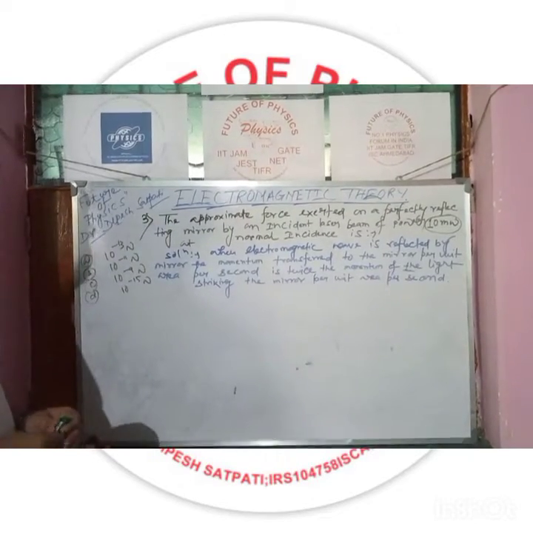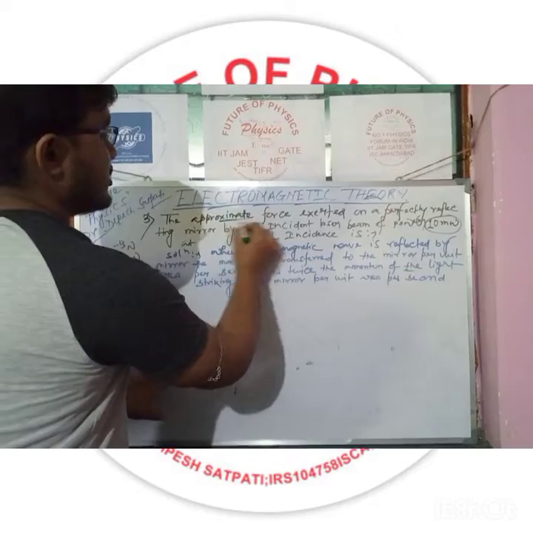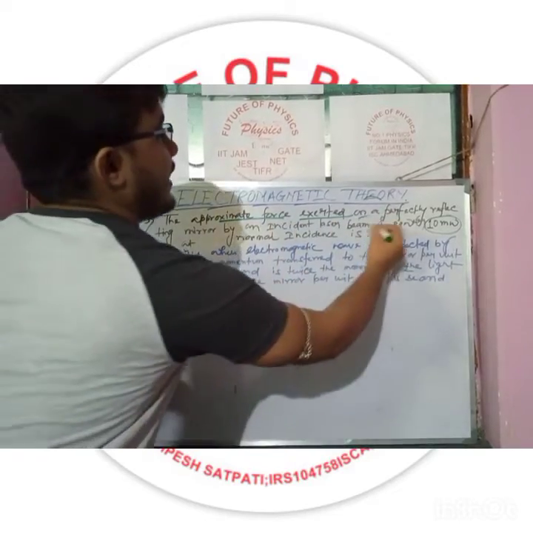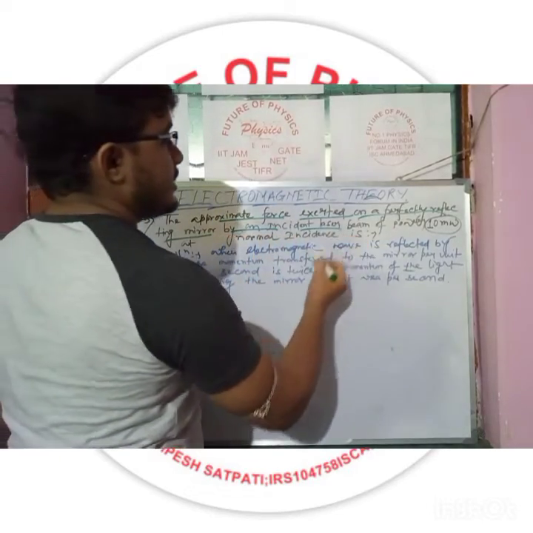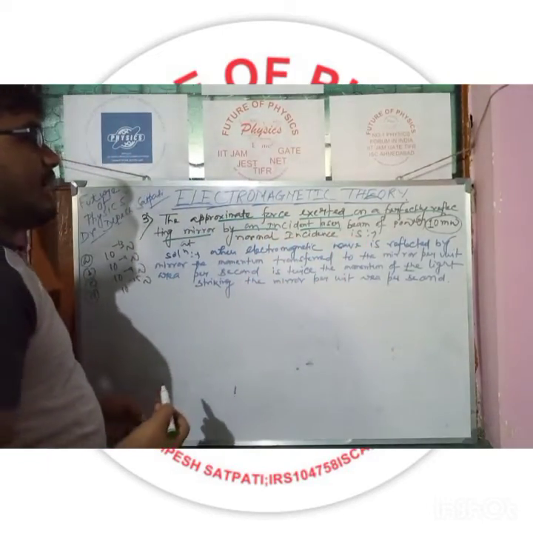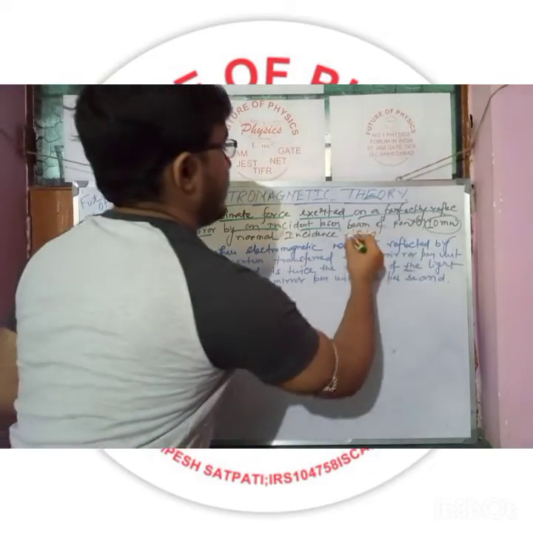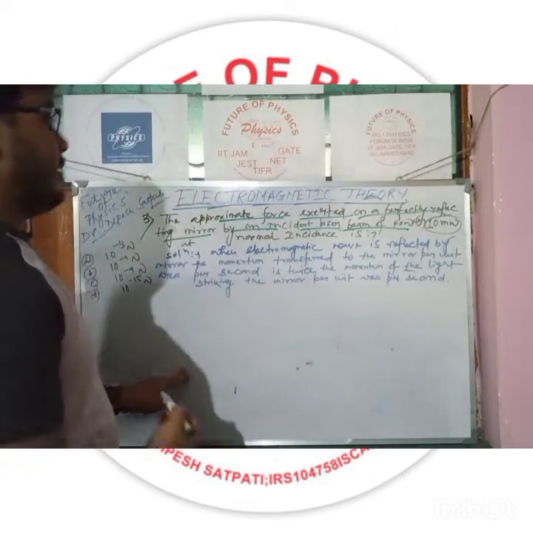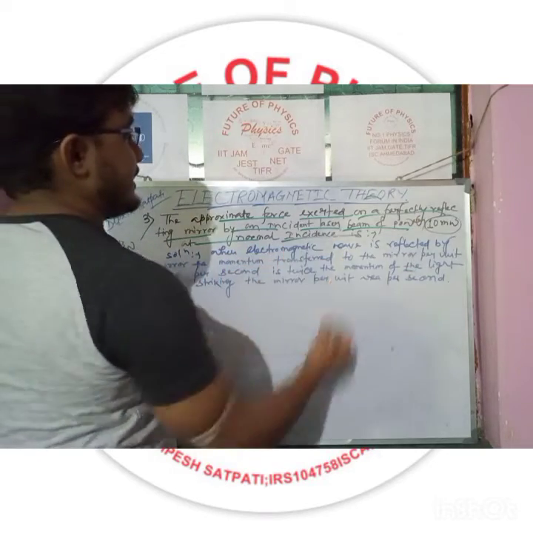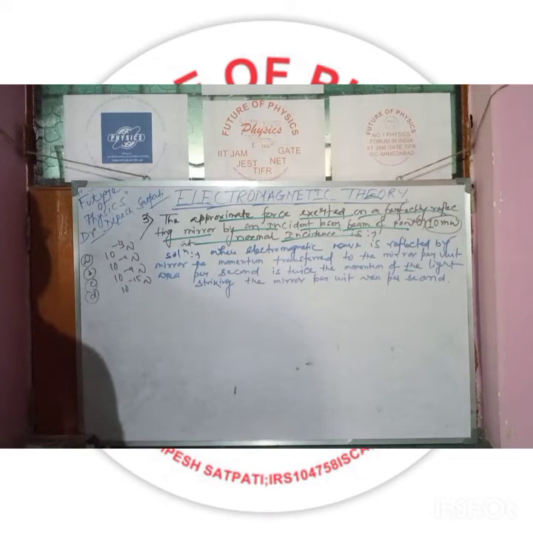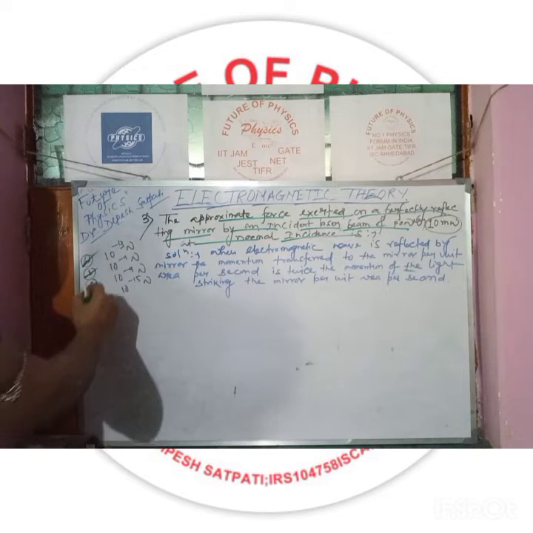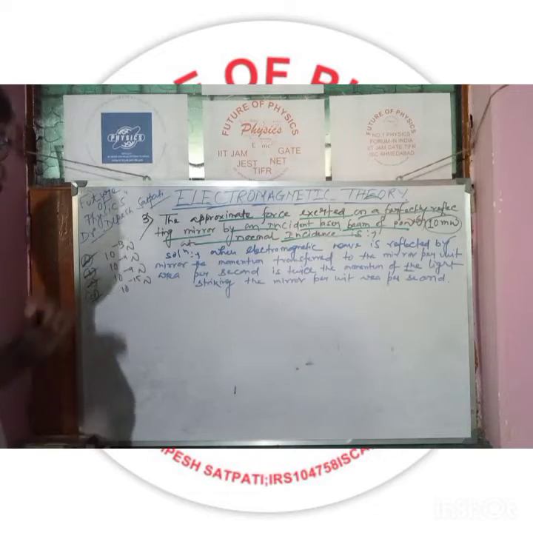Students, now the third question. The approximate force exerted on a perfect reflecting mirror by an incident laser beam of power 10 milliwatt at normal incidence is: option A, 10 to the power minus 13 Newton; option B, 10 to the power minus 11 Newton; option C, 10 to the power minus 9 Newton; option D, 10 to the power minus 15 Newton.